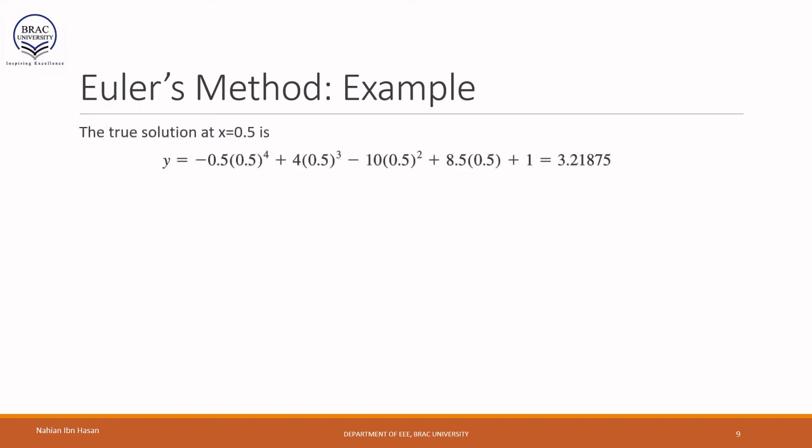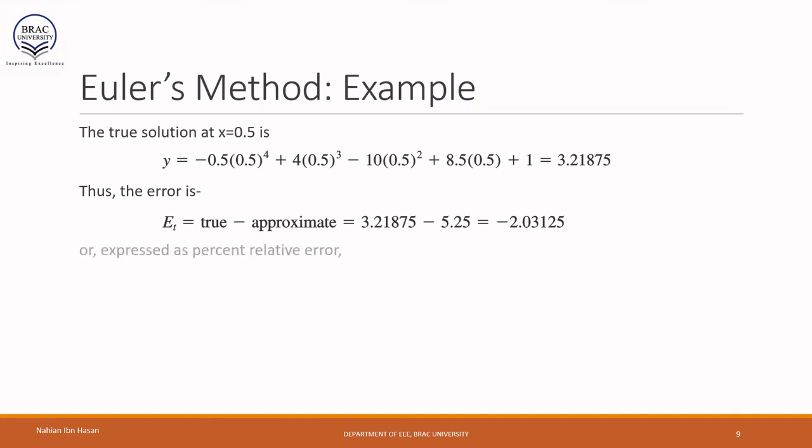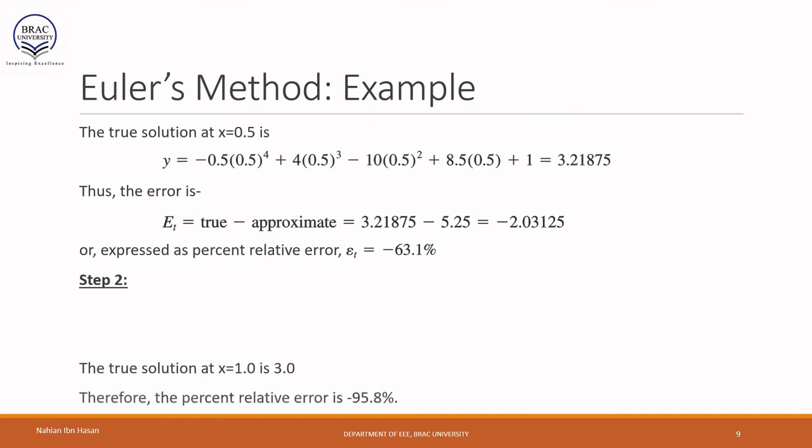Okay, so in the first step we are just going to calculate the original solution. We can calculate the original solution from the originally given curve, since we are already given the solution here. So we calculate the value with x equal to 0.5, and the value turns out to be 3.21875. If we just calculate the error, it is approximately minus 2.03125. In terms of percentage, this error is approximately 63.1%. That's a huge error.